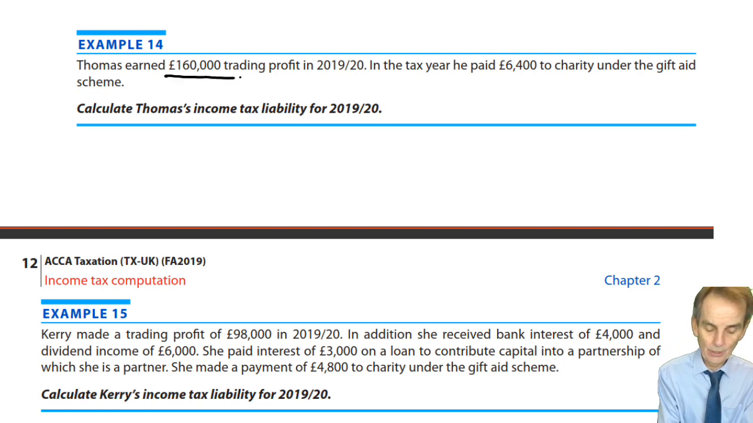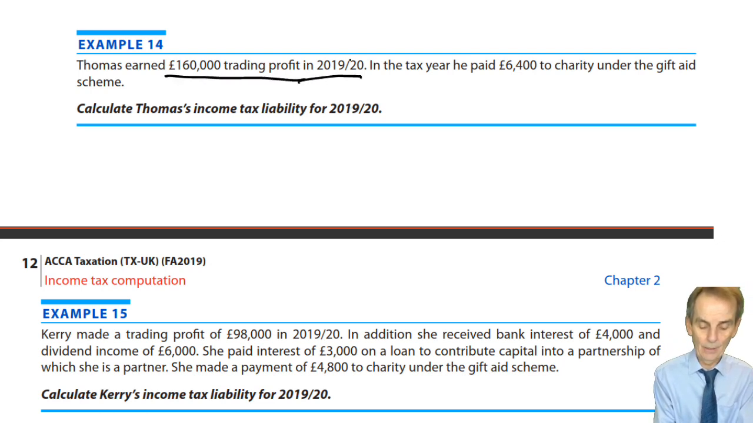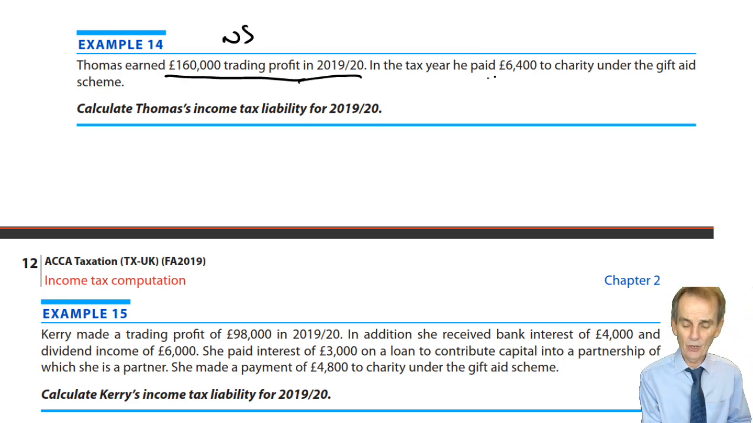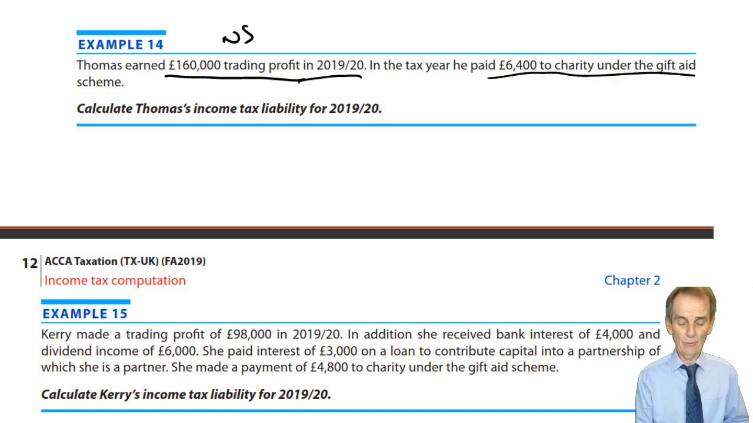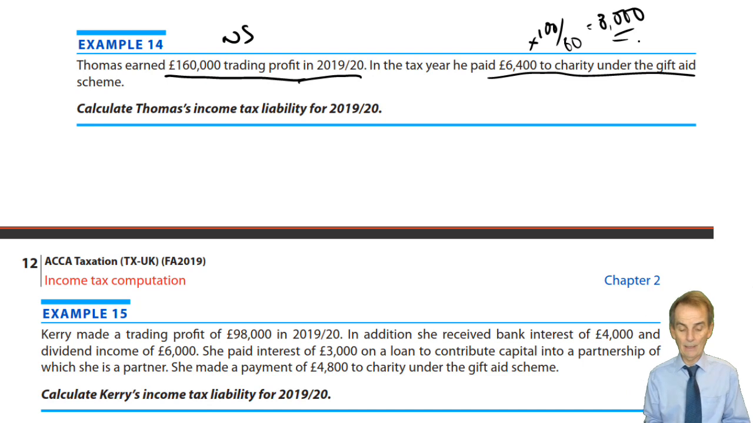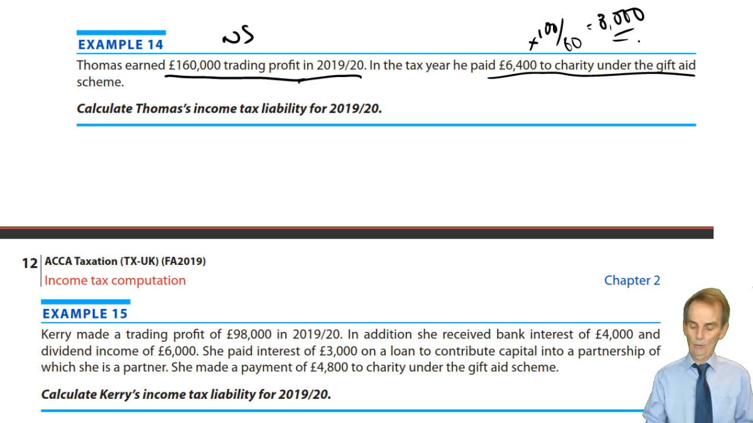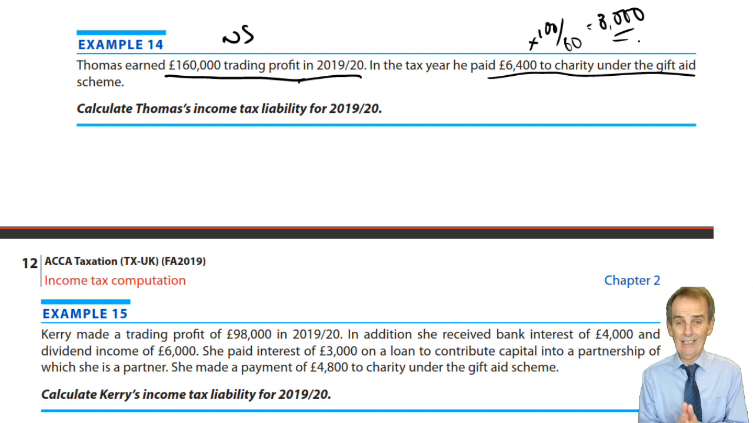Thomas earned £160,000 trading profit in 1920. Again, non-savings. This time in the tax year he paid £6,400 to the charity under the gift aid scheme. Now again, it's the amount paid. There's no bracketed gross statement made there next to the 6,400. So that will be times 100 over 80, and that, all being well, will give you a gross figure of £8,000.